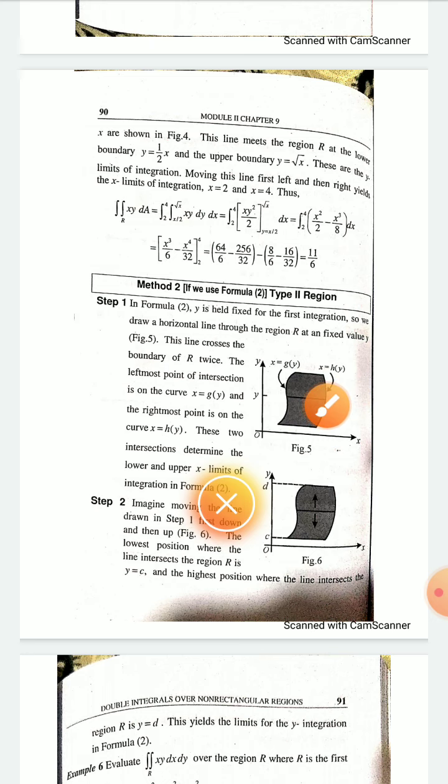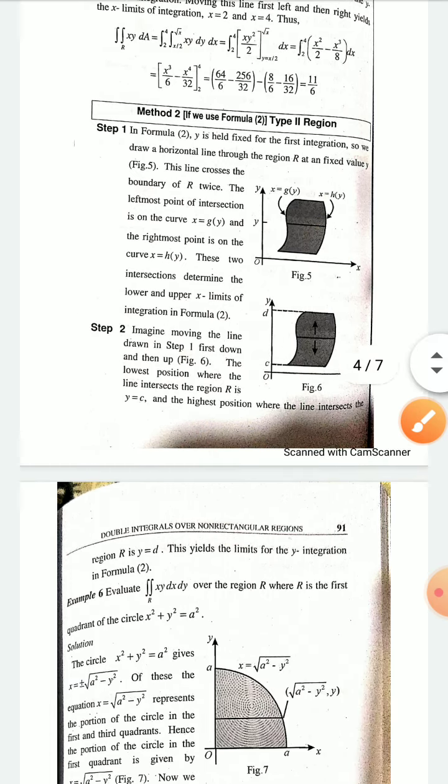Then this line, similar to that of method 1, crosses the region on the leftmost part at x equal to g of y, and on the rightmost part it crosses at x is equal to h of y. When this line is moved towards the top part, it intersects the curve at y is equal to d, and if you move towards the bottom part, it intersects the curve at y is equal to c. This is how we set the limits.